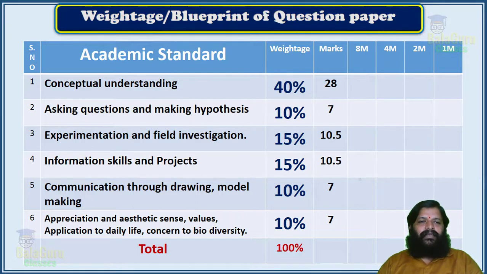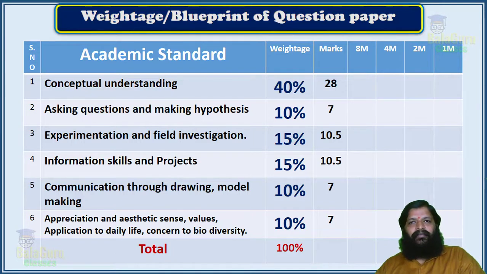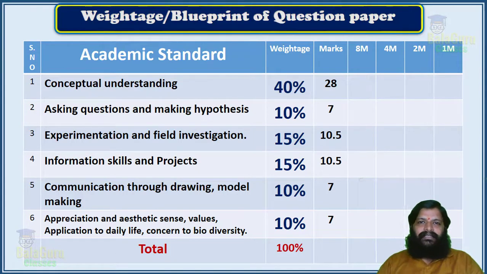Next, the fourth one, information skill and projects. They give a table and they may ask questions from that, related to different positions of the object, different images and their characteristics. It is the most important one. So we may expect one more question from this, either a lab activity or table information.